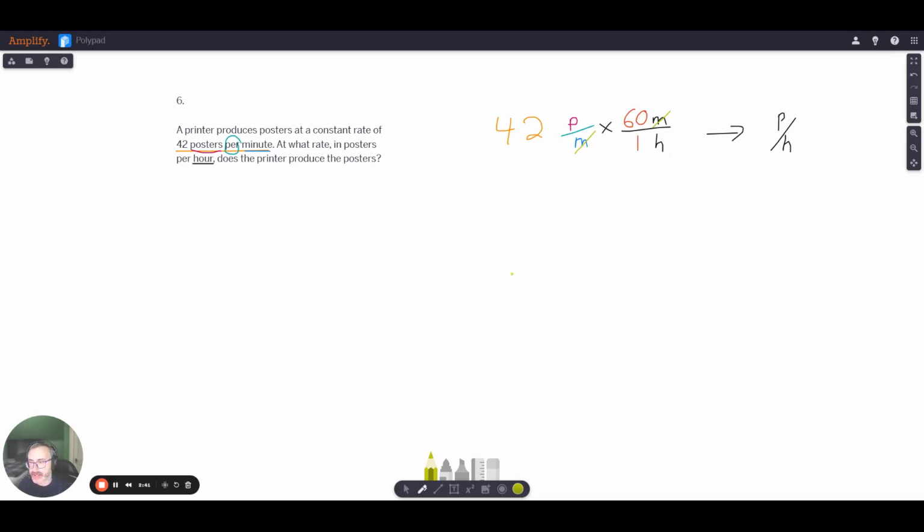Let's figure this out. I can drop this into my calculator and get that 42 times 60 over 1 is equal to 2,520. And we've got posters in our numerator. We've canceled our minutes because there was 1 in the numerator and 1 in the denominator. And we have hour in the denominator. So 2,520 posters per hour. That's what we're looking for. So the solution that we write in is 2,520.